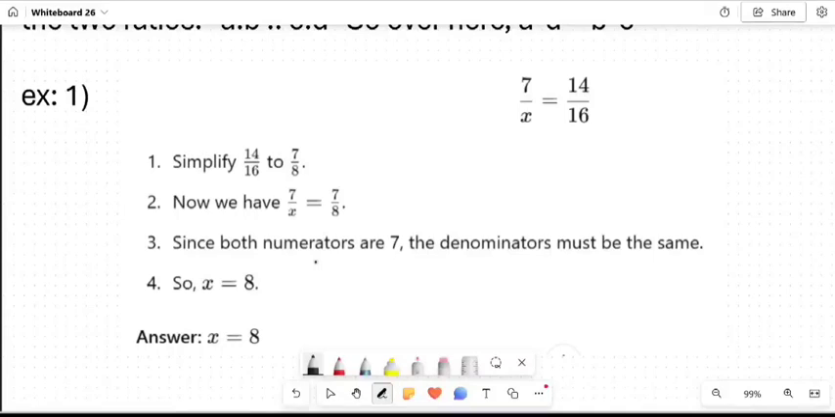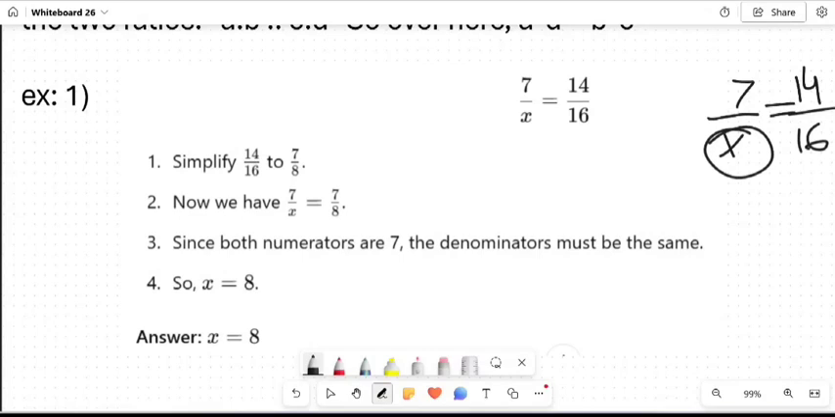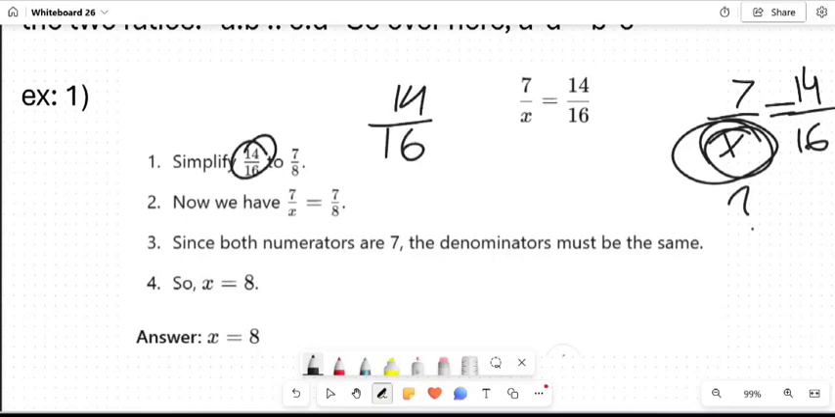Now over here they have given us 7 by x equals 14 by 16. Don't think about why x is coming over here. X is just a term; you can say x replaces a number. We have to find the value of x. X is a question mark, a missing number. So now we have to simplify 14 by 16 to 7 by 8.